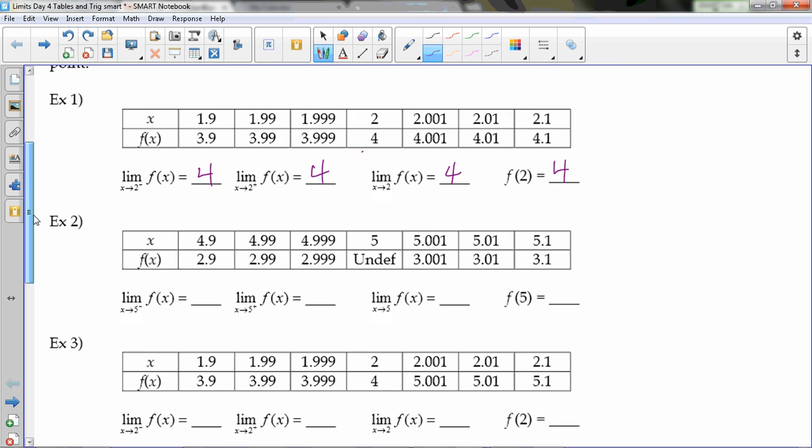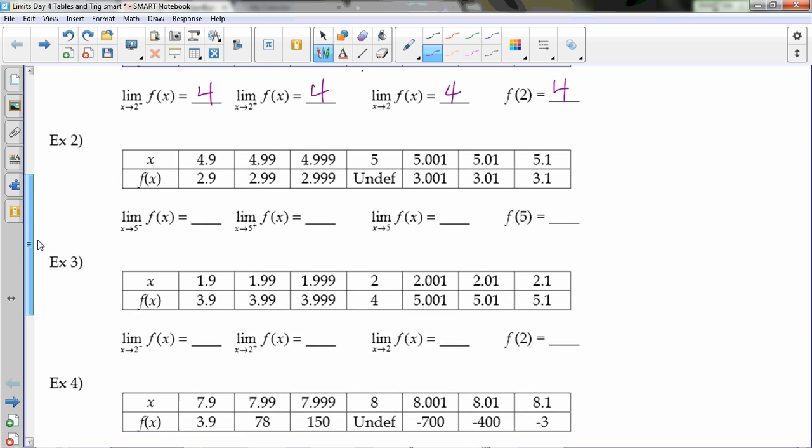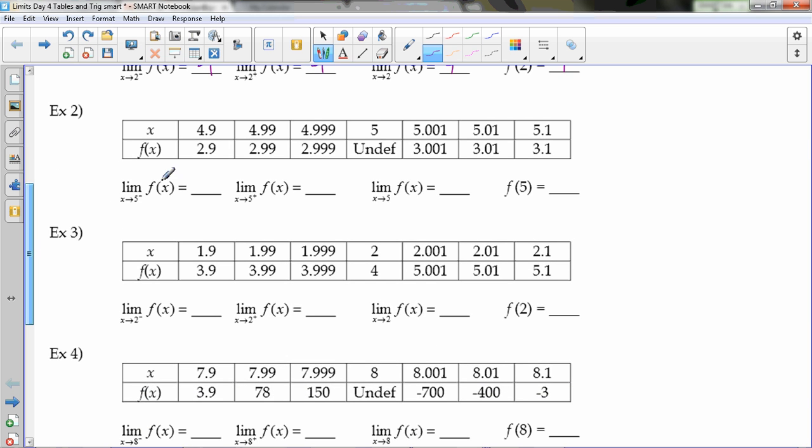One thing I can now say because of this table is not only does the limit exist, but it's a function that's continuous at 4, assuming that I know that these are continuous elsewhere. I know that this is continuous at 4 because the limit equals the function value. So down here, example 2, I'm looking at 5 from the left.